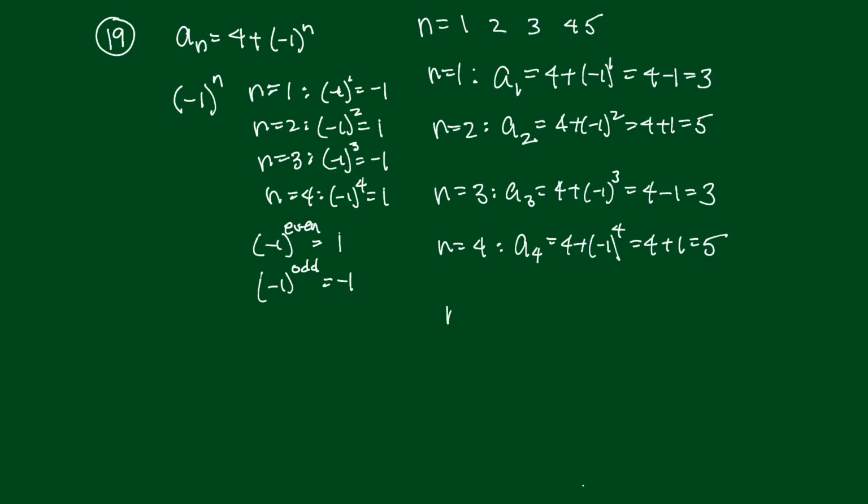And let's do one more. N equals 5. I'll get a sub 5 is equal to 4 plus negative 1 to the fifth. And that exponent is odd, so I know I'm going to get a negative 1. So this becomes 4 minus 1, which is 3. So if I just write the first 5 terms here, I'll just put them vertically. So what am I going to get? I'm going to get 3, 5, 3, 5, 3. There's the first 5. You can imagine what the rest of them are going to be.